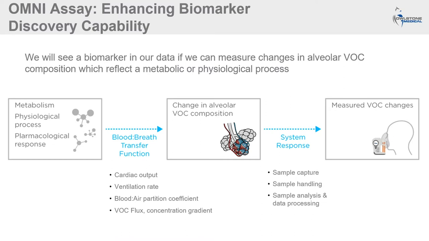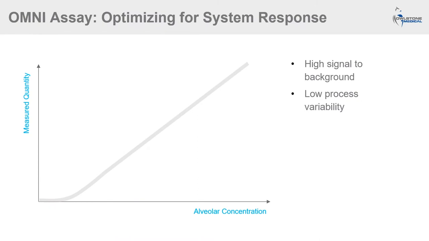That's according to a blood to breath transfer function. Now that change in alveolar VOC composition is measured by the breath biopsy platform according to the system response. Now that system response is affected by sample capture, sample handling, sample analysis, and even data processing. So it's the system response that's really going to be the focus of the talk today, especially around the Omni Assay. So what is system response?